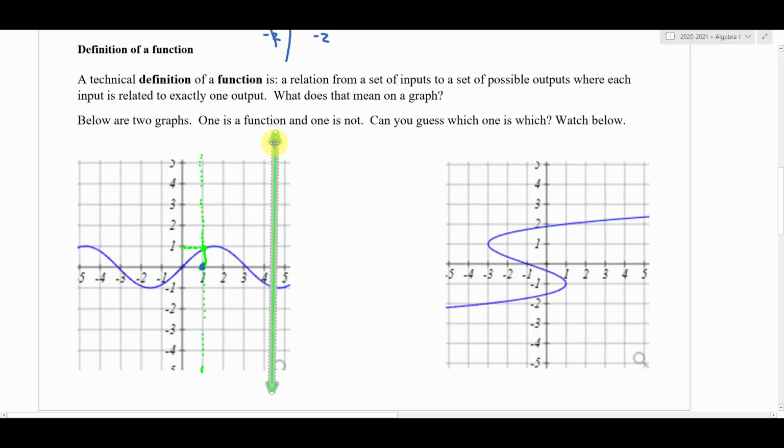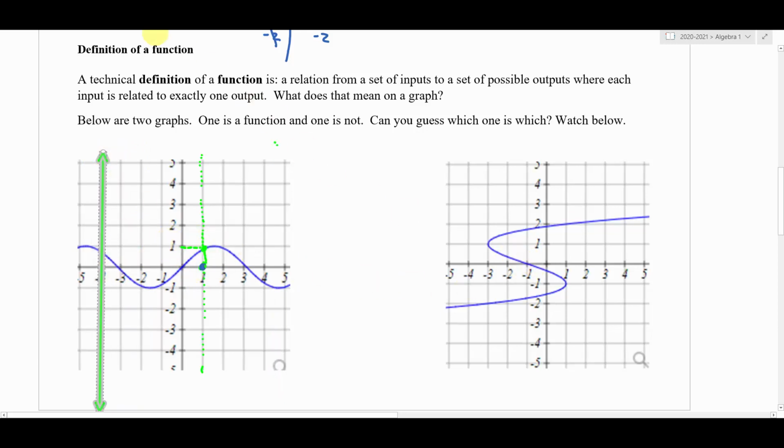All right. So if I were to grab this and move it from left to right, you'll notice that no matter where I move this vertical line across my graph, it's only ever going to hit that blue wave one time, which means no matter what input I pick, there will always be just one output. That's how I know this is a function.